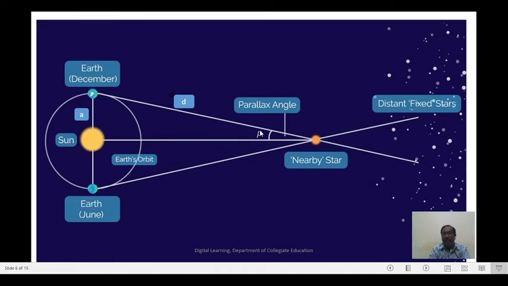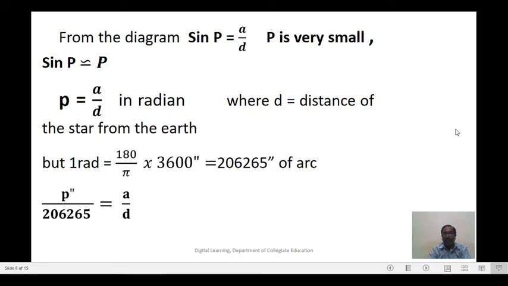Therefore, to calculate P, consider this triangle. From this triangle, sin P is given by A by D. P is very small, therefore sin P is nearly equal to P, and P is in radian. Converting radian to seconds, we know that 1 radian equals 180 by pi degrees. 1 degree equals 3600 seconds. Therefore 1 radian equals 180 by pi into 3600 seconds, that equals 206265 seconds of arc.